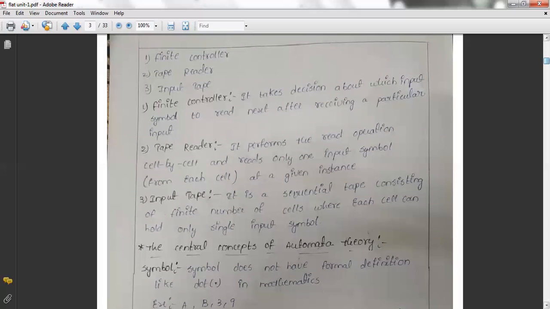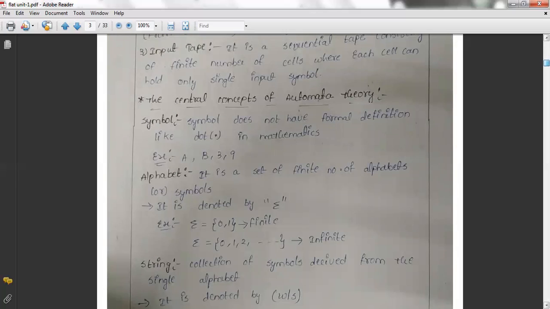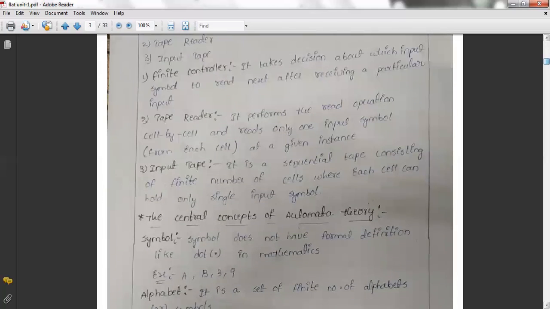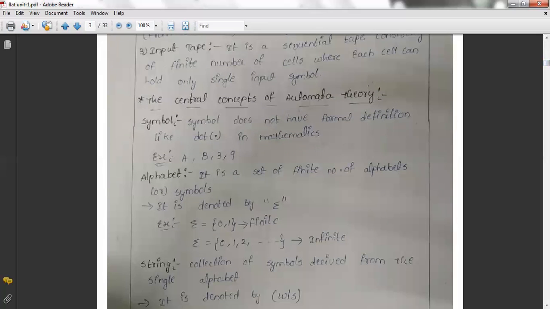Some central concepts will be there in finite automata or automata theory, so you have to learn the terminology in these central concepts of automata theory. First, you'll have a symbol. A symbol does not have any formal definition, like dot or equal to or something in mathematics. But in this, we'll not have any formal definition. A, B, 9, 3, all these will be symbols here.